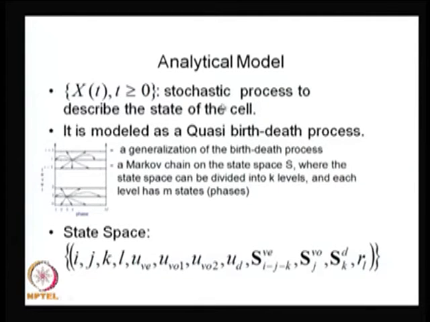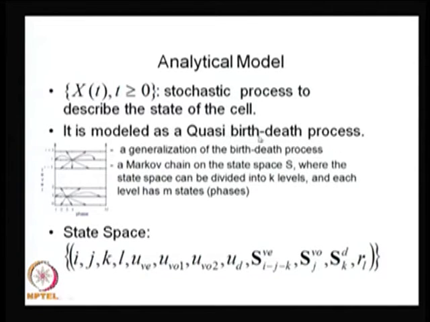So, here the stochastic process is the state of the cell. The number of channels available at time t is going to be the stochastic process over time, and this will be modeled as a quasi birth death process, whereas the 2G wireless cellular networks we modeled as a birth death process. So, here this is a quasi birth death process.